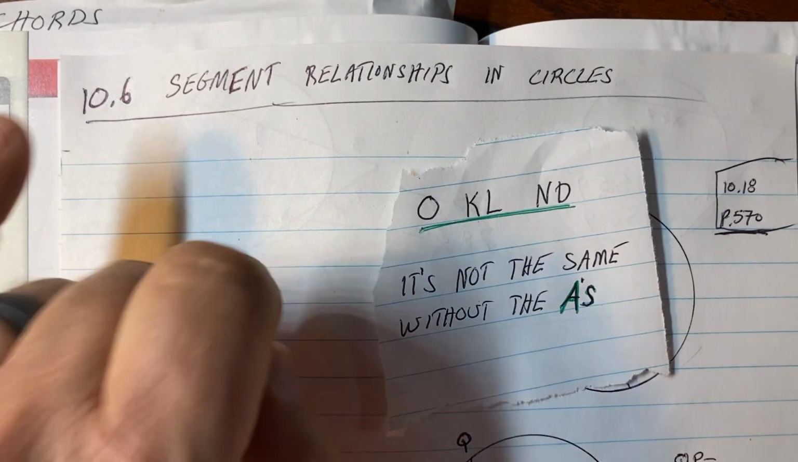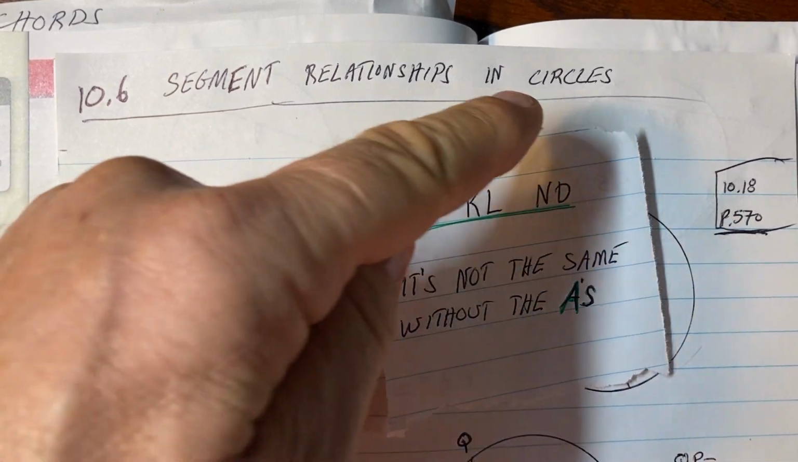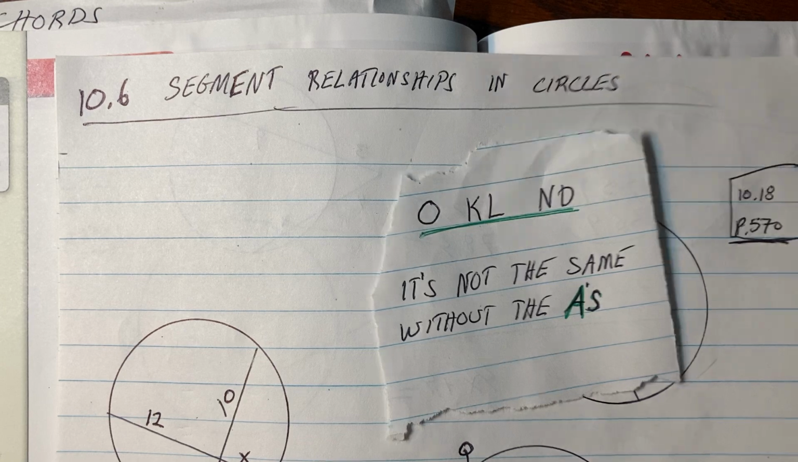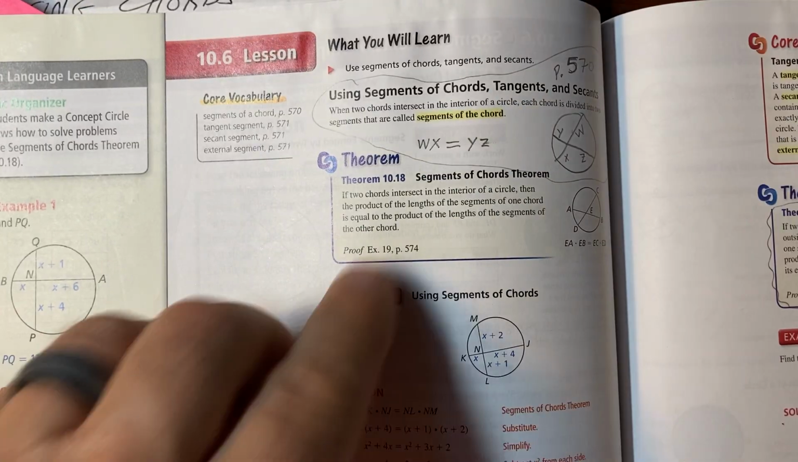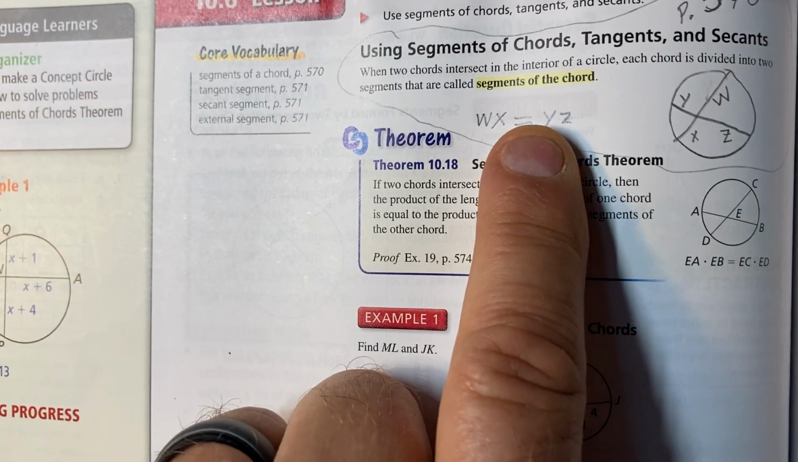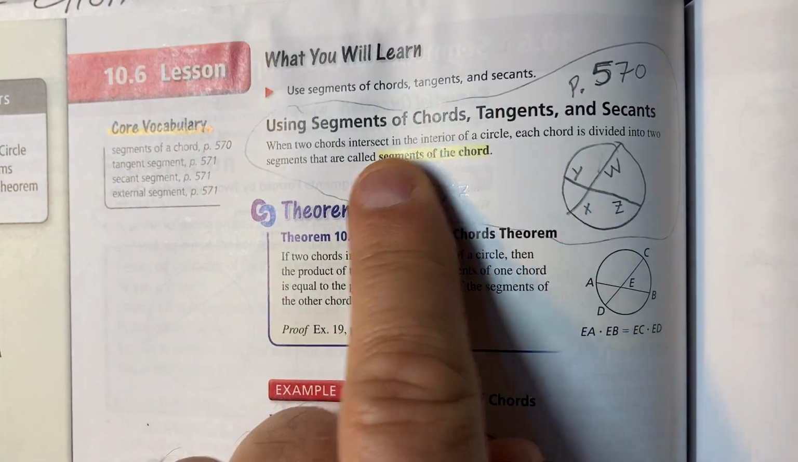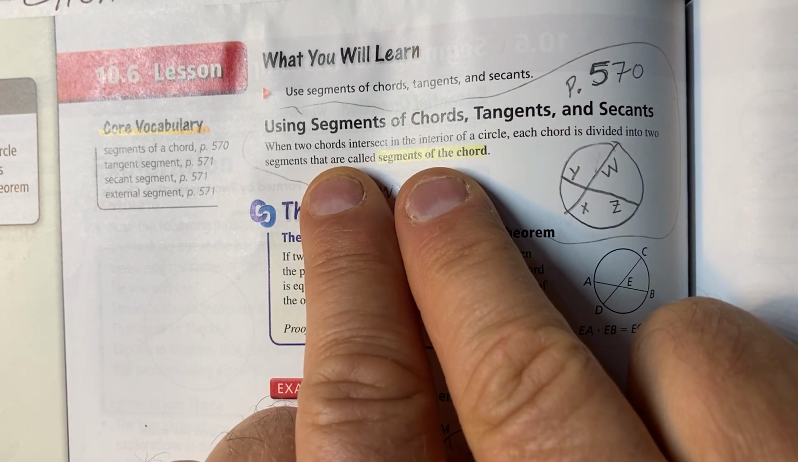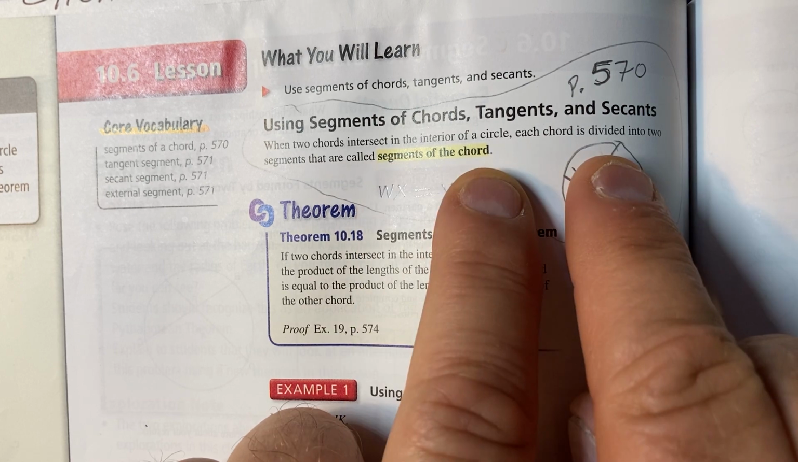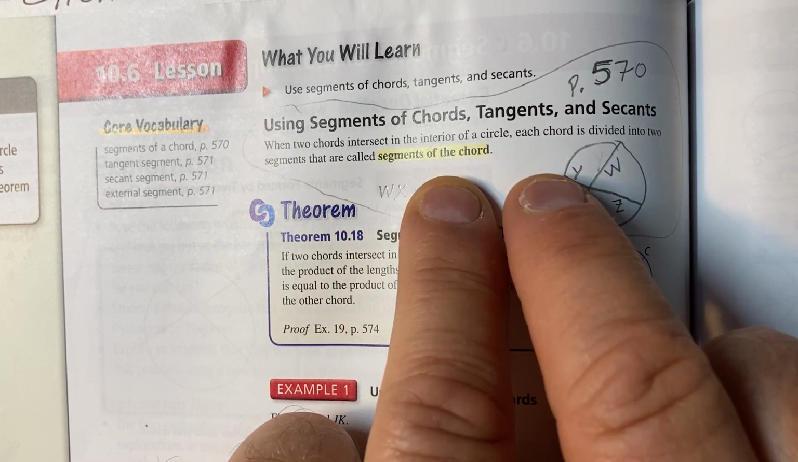Hello! It's 10.6, segment relationships in circles. Segment relationships in circles. So when we start here, you're going to copy this in your notebooks. Page 570. When two chords intersect in the interior of a circle, each chord is divided into two segments that are called segments of the chord.